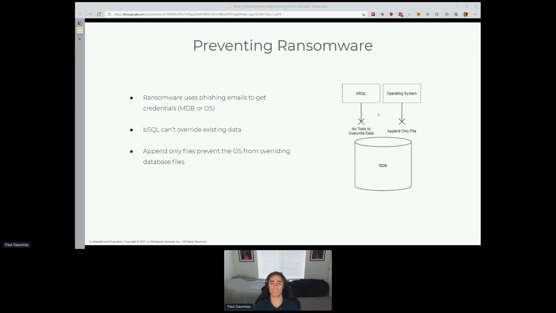So there's two key things that MDB and BSQL do. One is that the BSQL language doesn't have those update and delete commands, right? It's got amend and discontinue. And so that prevents, from a basic standpoint, people from using the interface to modify or change data. And then beyond that, since it's an append only system, the files are actually locked and permissioned by the OS to be write once, read many, right?